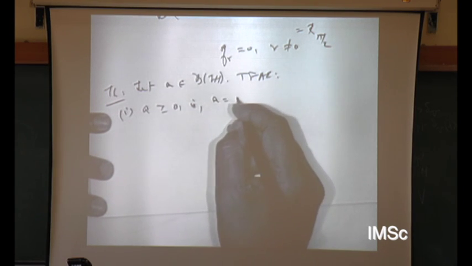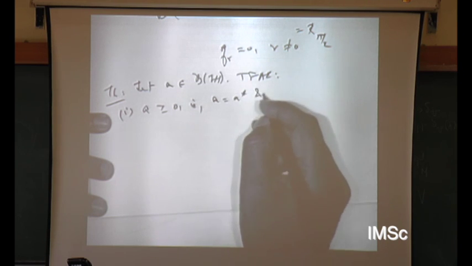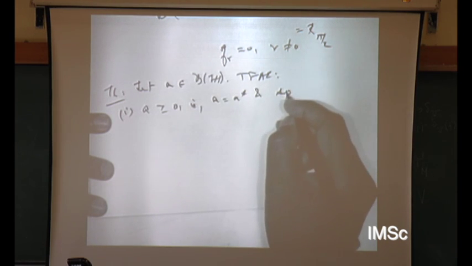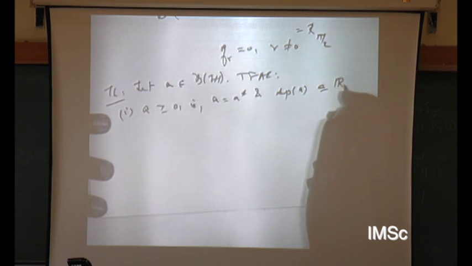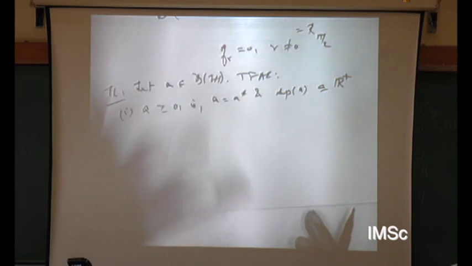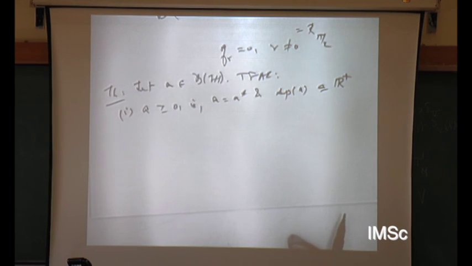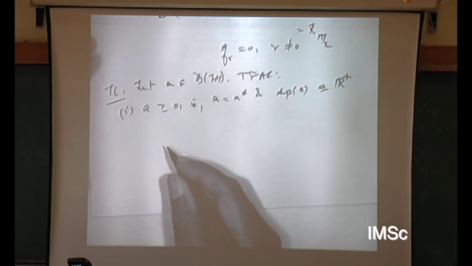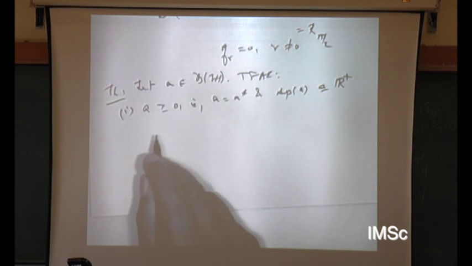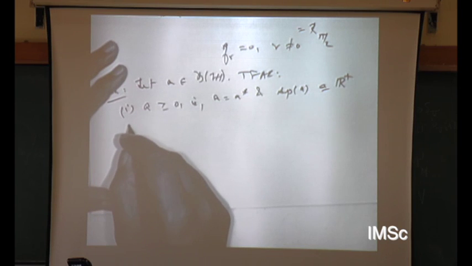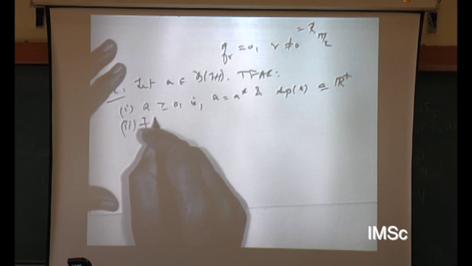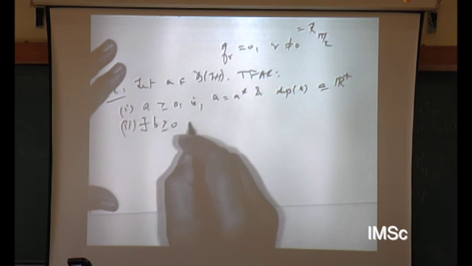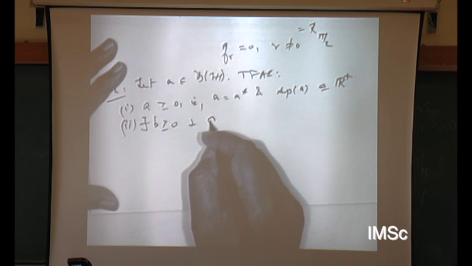A is self-adjoint and the spectrum of A is contained in R plus. I'll interchangeably write SP and sigma. So you must have noticed me already doing that this morning. Being self-adjoint and having positive spectrum is equivalent to requiring that there exists B positive such that A equals B squared.